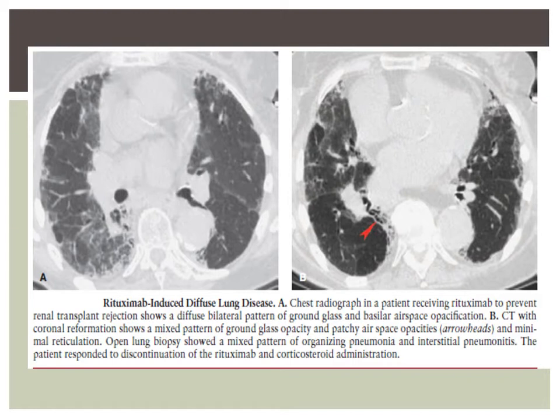This is another drug, rituximab-induced diffuse lung disease. You can see interstitial fibrosis, traction bronchiectasis, and some emphysematous changes bilaterally. It's due to diffuse lung injury from the treatment.